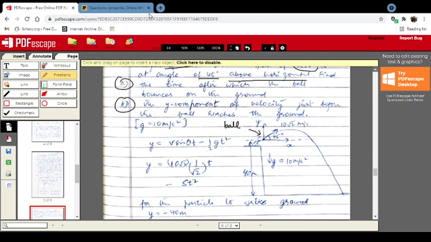This is being thrown at 45 degree angles at speed 10 root 2. You have to find the time taken until it reaches the ground, this particular time, and the y component of velocity just before the ball reaches the ground. That means this component of velocity Vy.